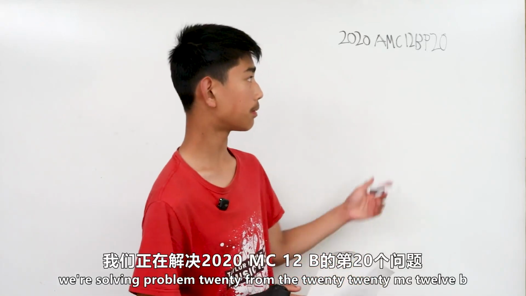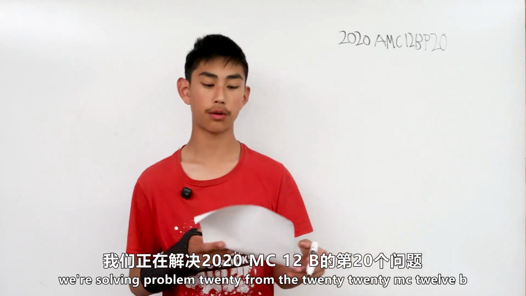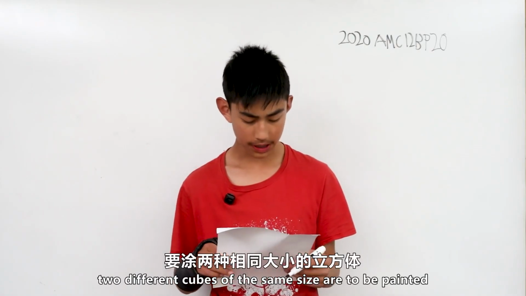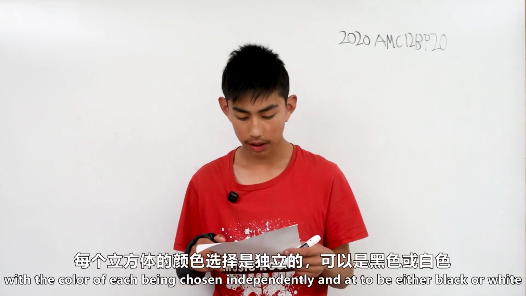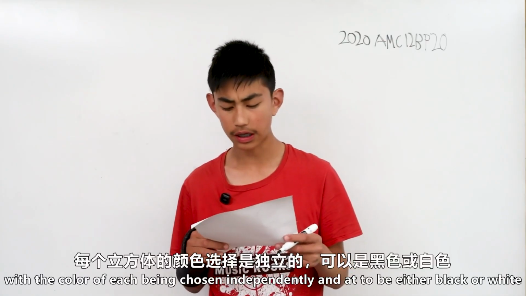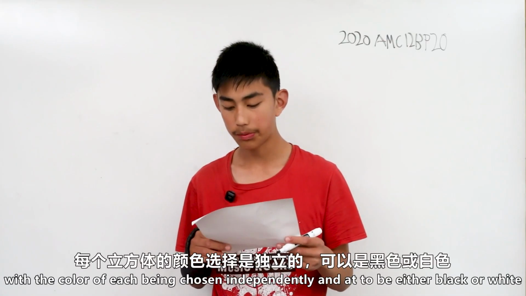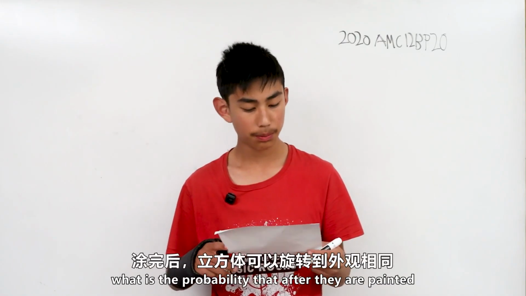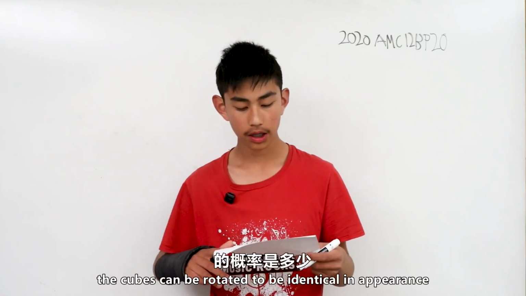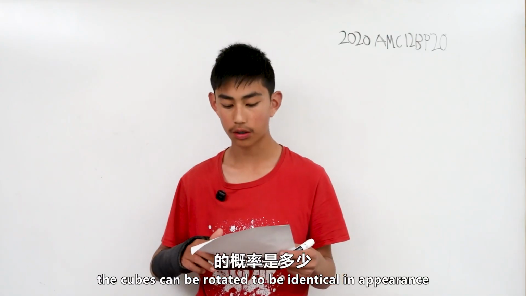We're solving problem 20 from the 2020 AMC 12B. Two different cubes of the same size are to be painted, with the color of each face being chosen independently and at random to be either black or white. What is the probability that after they are painted, the cubes can be rotated to be identical in appearance?